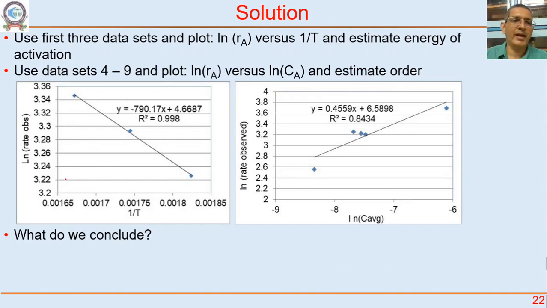So if you plot ln r observed versus 1 by T, what is the slope? This is the slope. ln rate versus ln Ca average, what is the slope? This is the slope. What does it tell you? What do we conclude? Pause, conclude yourself. Don't wait for me.